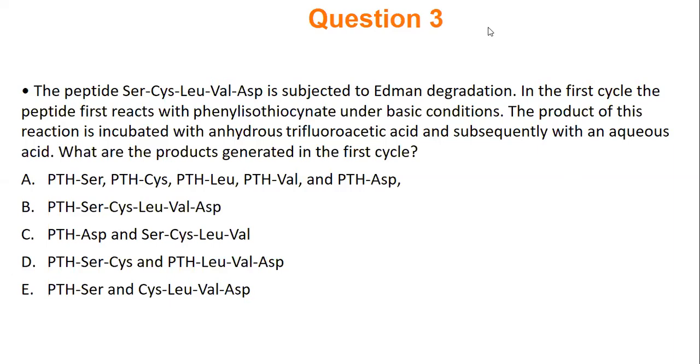It is E. Because remember, the first cycle cuts off the N-terminus. The rest of the peptide is intact. And you make a PTH amino acid out of the N-terminus. And so you would send this back for another round. That's Edman degradation. Questions?